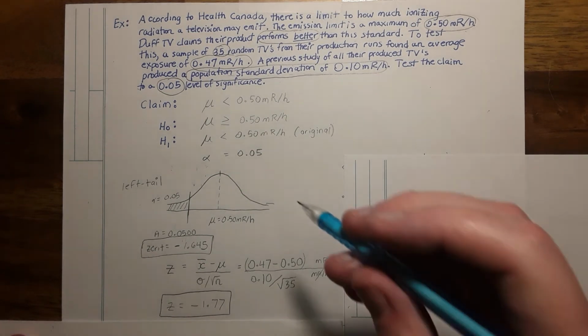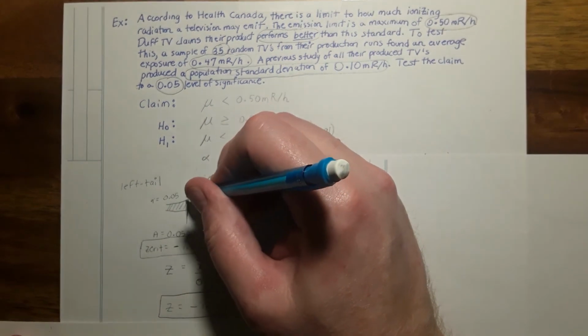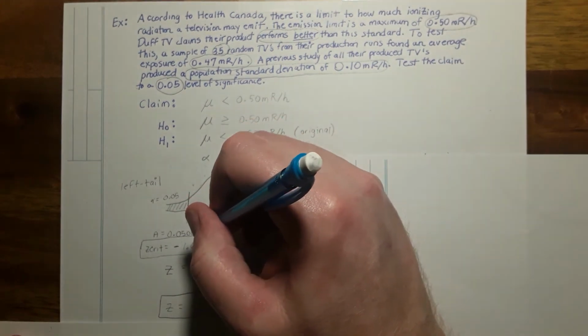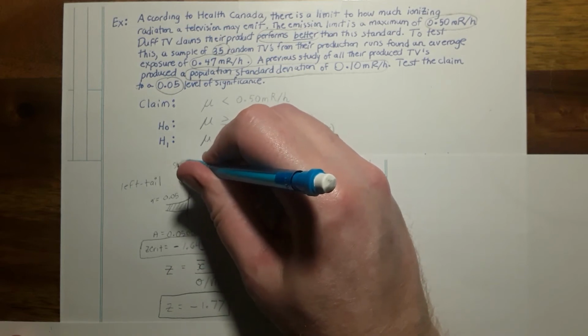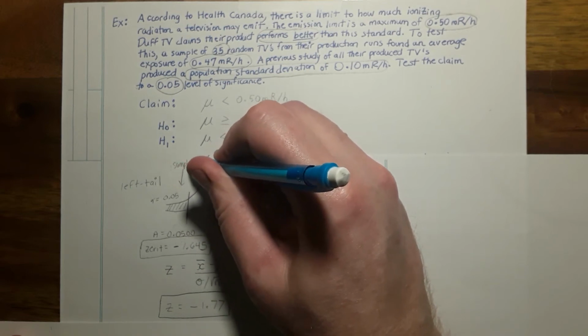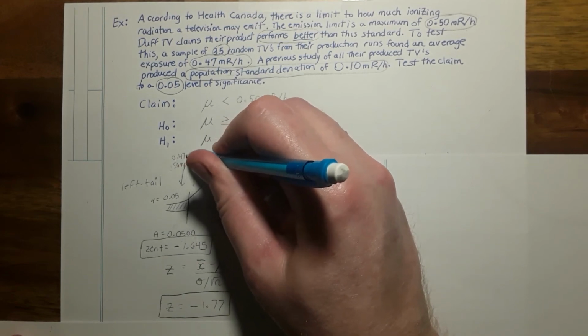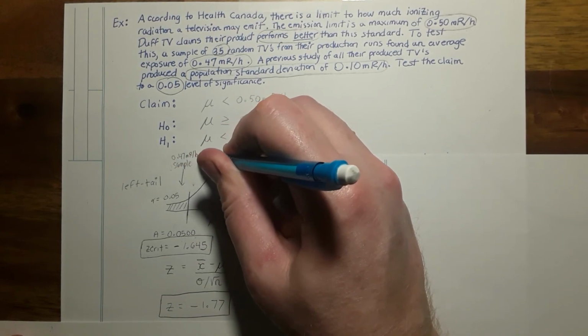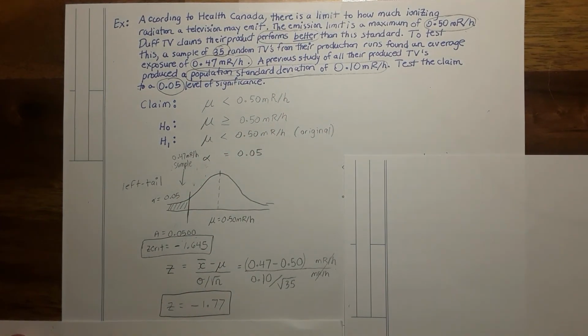Negative 1.77 is, for our sample, left of the critical z-score of negative 1.645. So our sample average of 0.47 milliröntgens per hour does lie in the critical region. It is significantly less than the claim of 0.5 milliröntgens per hour.